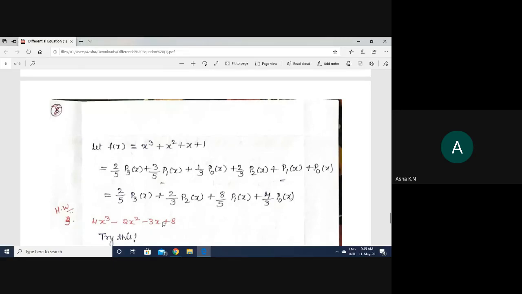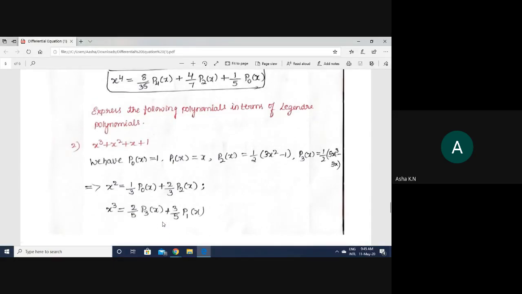Shall I go back to the previous page? Yeah, here are the expressions. Use these expressions now. Use these expressions and substitute there. In what problem I gave? Substitute there. X square is this, x cube is this, x is p1 of x, 1 is p naught of x. Okay, substitute now.